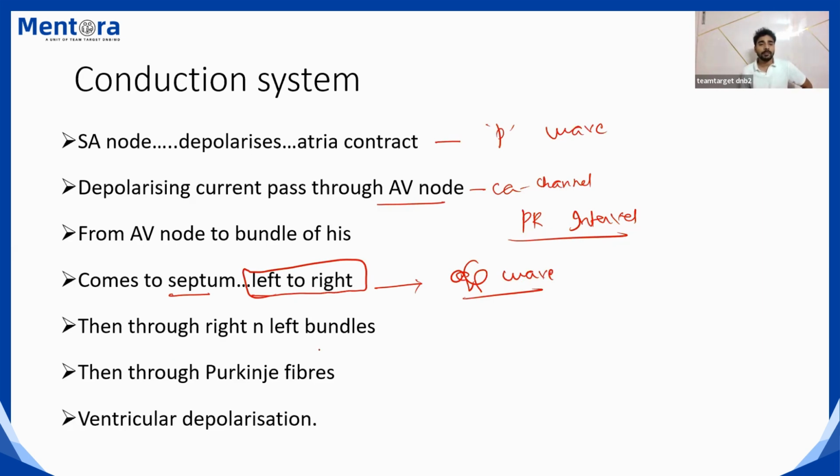Right? And then to the right and left bundles, then to the Purkinje fibers, and now ventricular depolarization. This ventricular depolarization is represented by your QRS complex. Simple. Right? And the last is your ventricular repolarization. It is represented by your T wave. This is a simple thing.